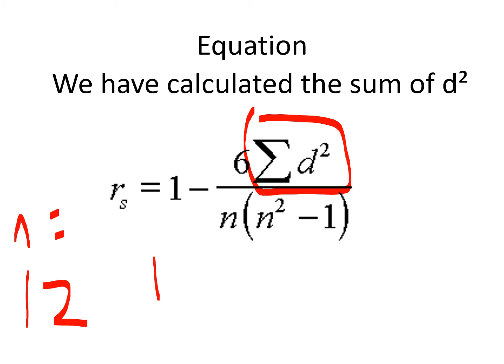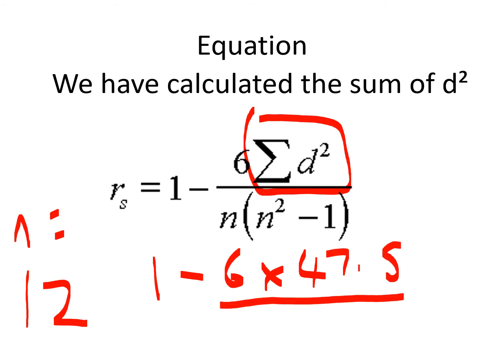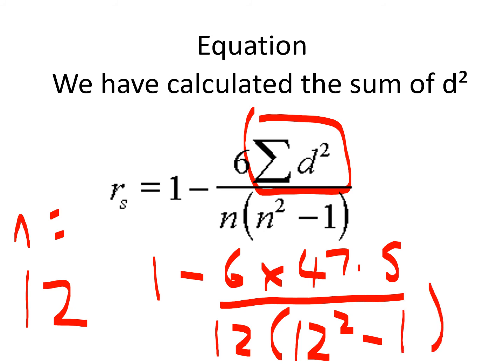So it is 1 minus 6 times 47.5, which was our d squared, divided by 12, because that's what n was, brackets 12 squared minus 1. So that's the whole equation. And don't forget, 1 minus all of this.